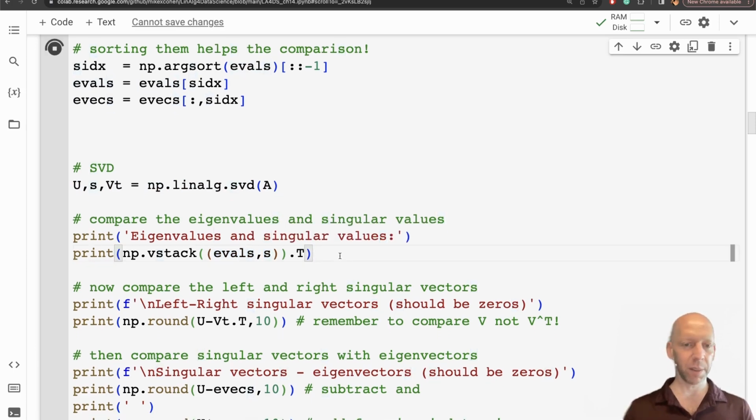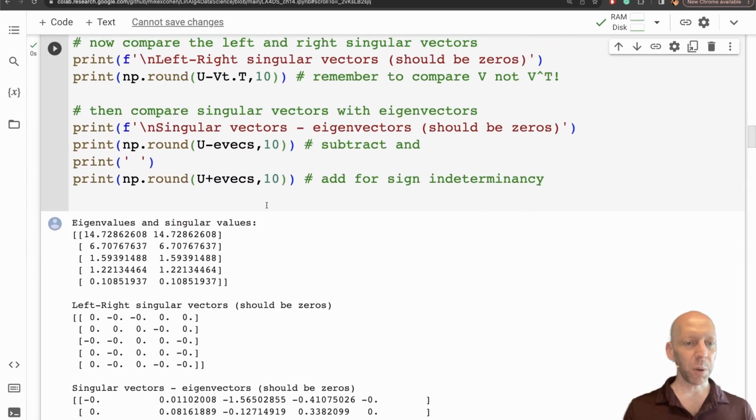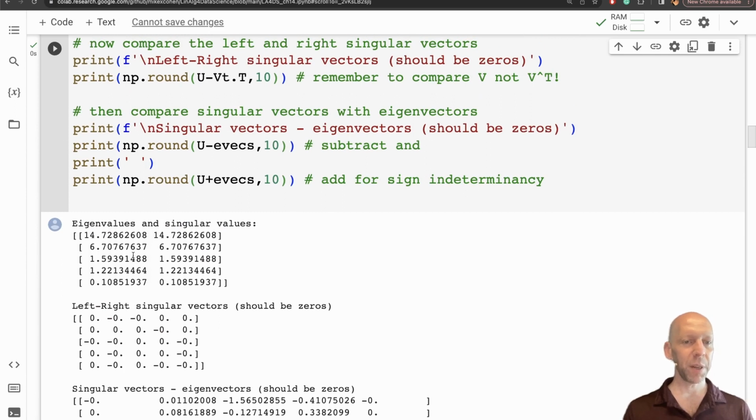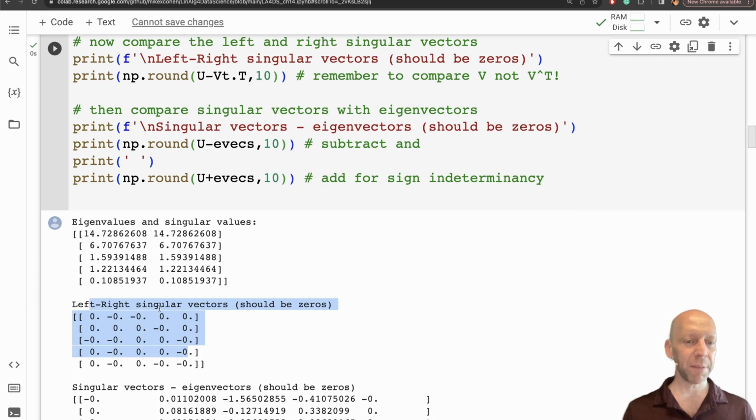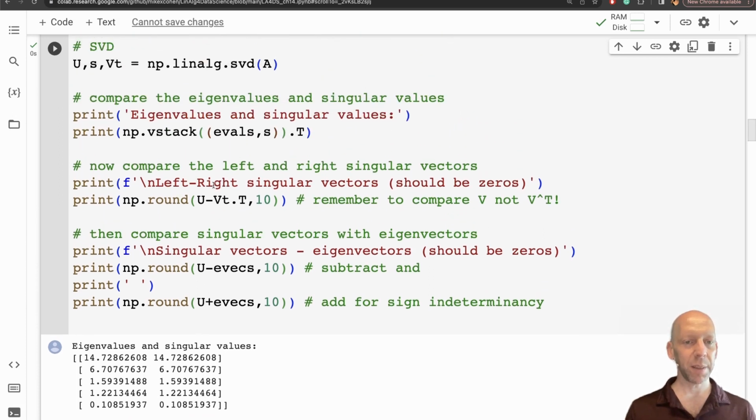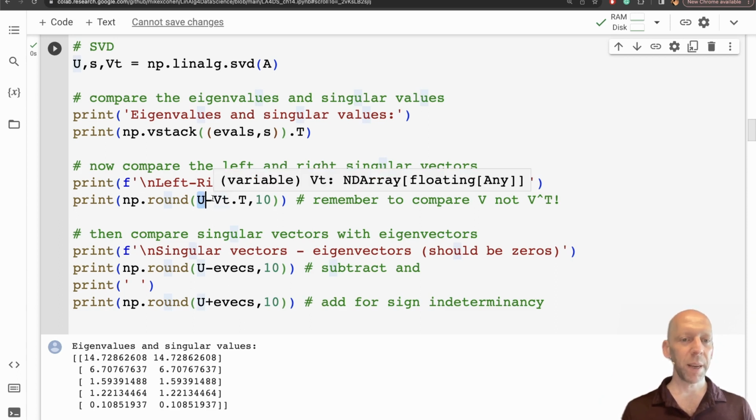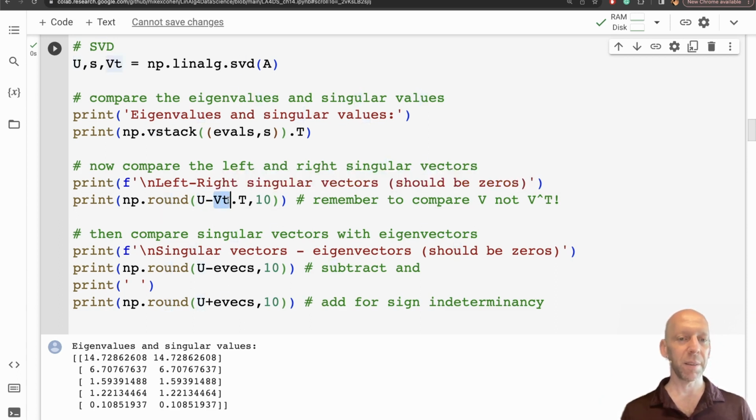And let's already start inspecting these. So just pay attention to this for a moment. Here you see the eigenvalues of A transpose A and the singular values of A transpose A, and they're exactly the same. Here you see the right and the left singular vectors subtracted, so that's here. The left singular vectors versus the right singular vectors.